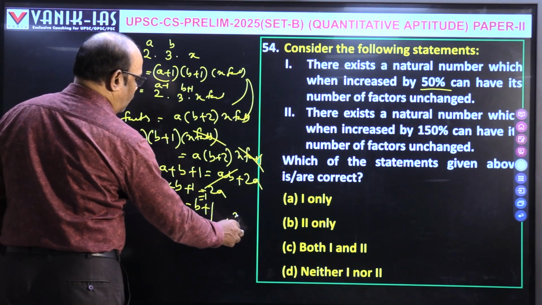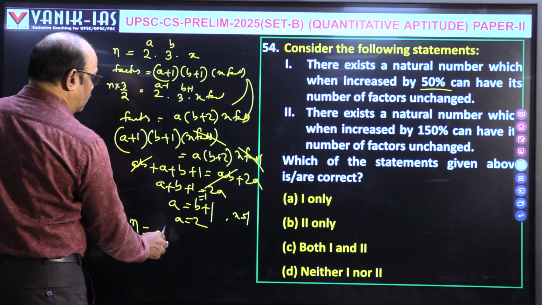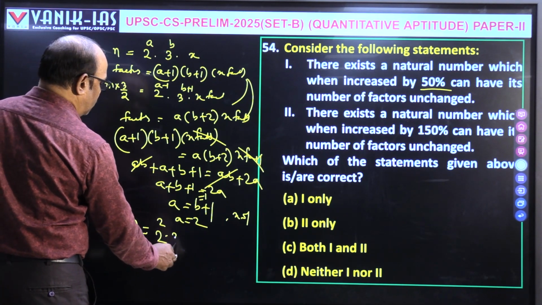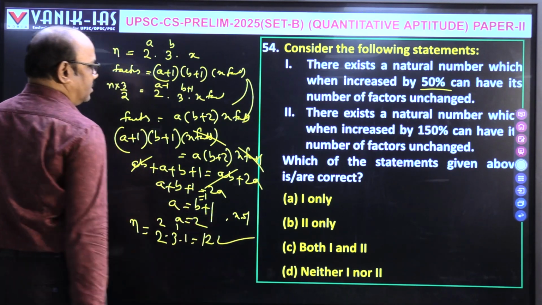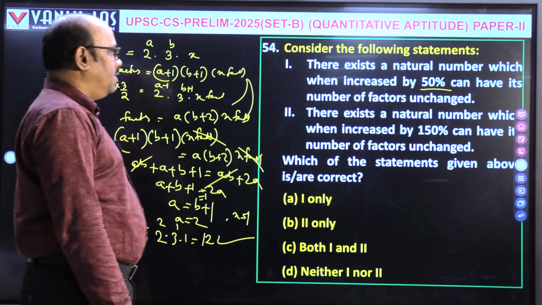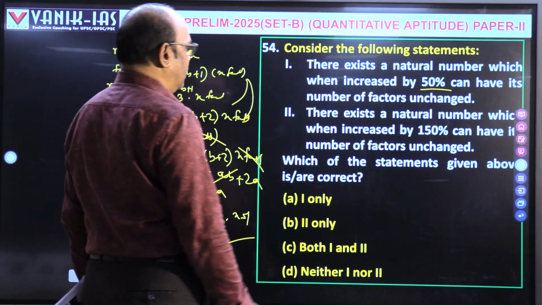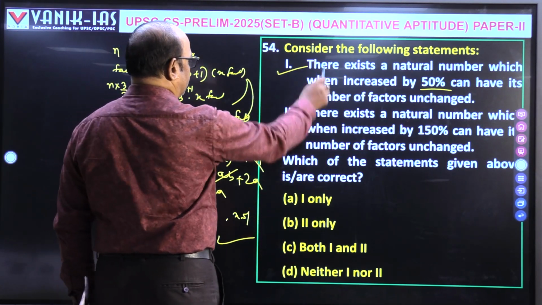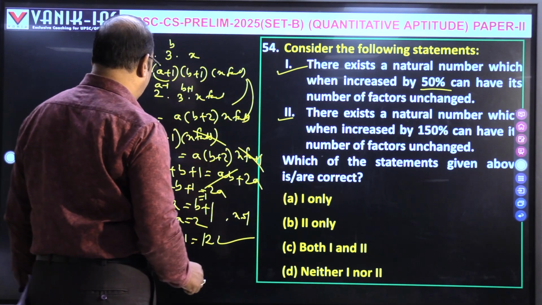If x is equal to 1, what would the number be? 2 to the power 2 into 3 to the power 1 into 1, 12. So the number exists, so the number of factors does not change. So the first number is 12. So if it exists, that means option 1 is correct. Statement 2, similarly, you can take this.